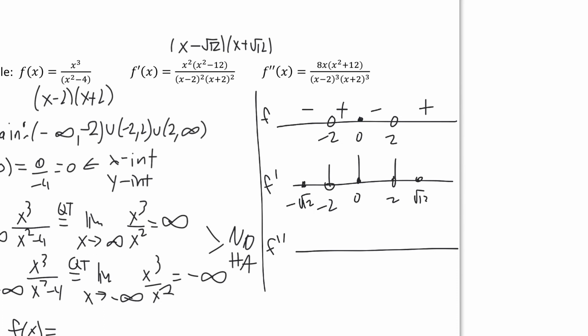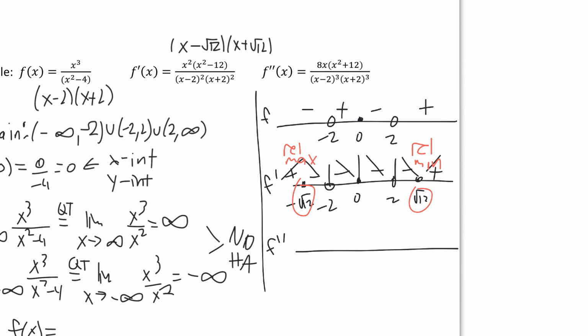So we pick a number bigger than root 12, again, say 10. We're going to get positive. So positive, negative, negative, negative, negative, positive, which means the graph is increasing, decreasing, decreasing, decreasing, decreasing, increasing. So we've got ourselves right here a relative max, and right here a relative min.